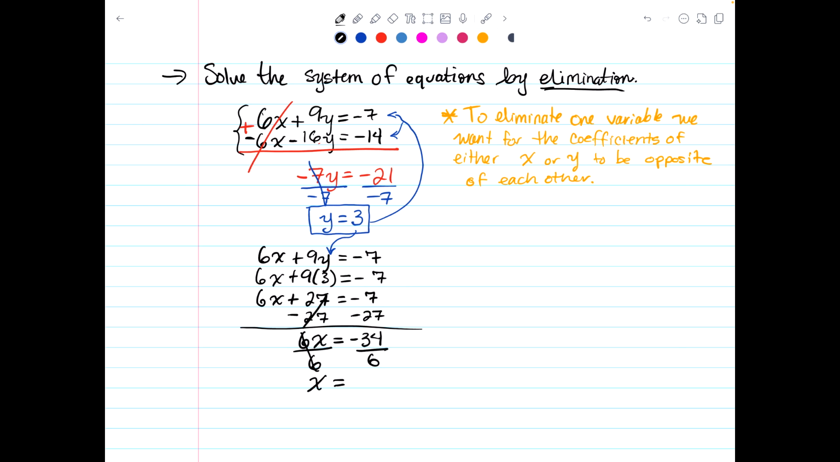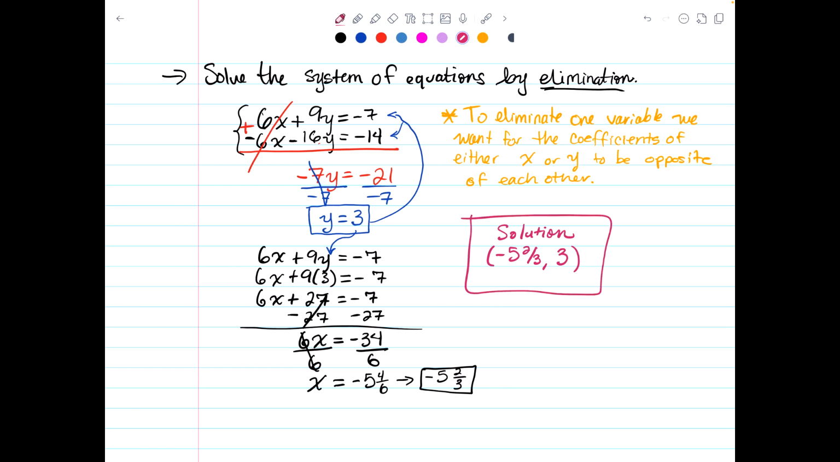So 6 goes into 34 five times, and we have 4 remaining. By reducing this, we get negative 5 2/3. So the solution for this system should be represented as an ordered pair. So we get negative 5 2/3 for x and 3 for y. Here we go. We're done.